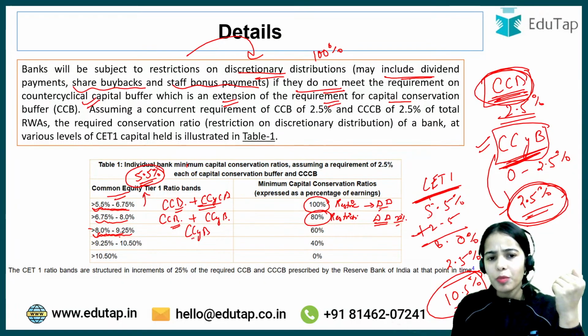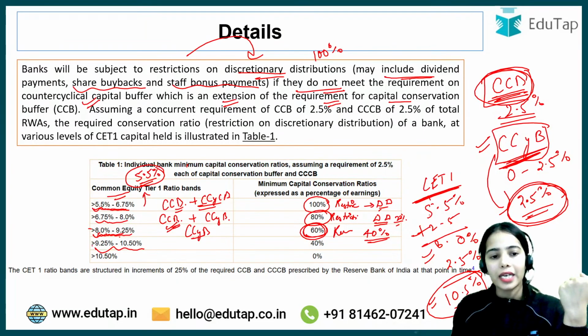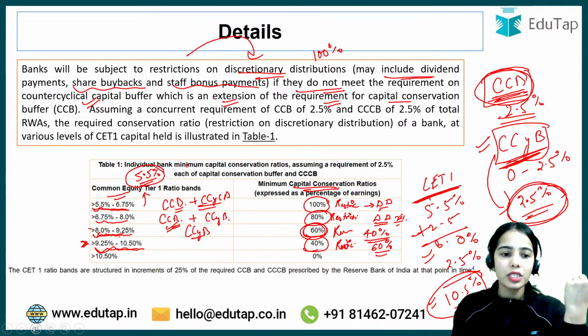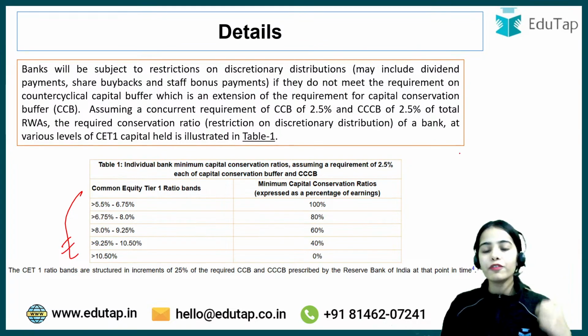That means they are maintaining some of the capital conservation ratio and some of the countercyclical capital ratio. So here 60% is the restriction, 40% is allowed for the discretionary distribution. If they are within this range and they are making more of the common equity tier 1 capital from this range, then 40% of restriction is there, and 60% of the discretionary distribution can happen.